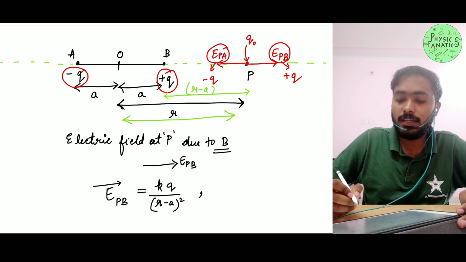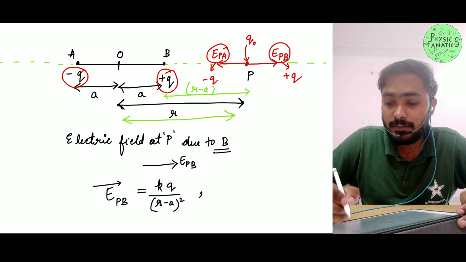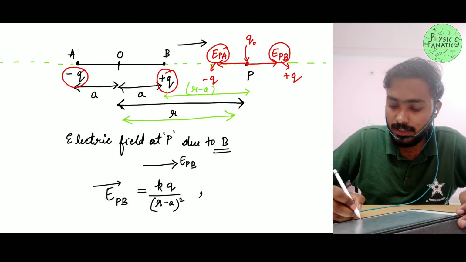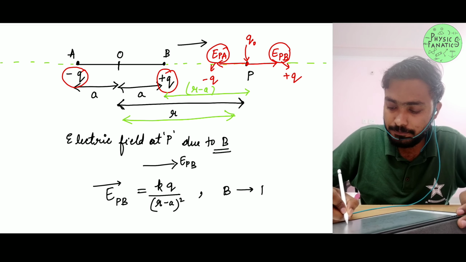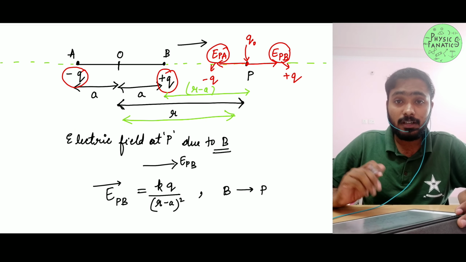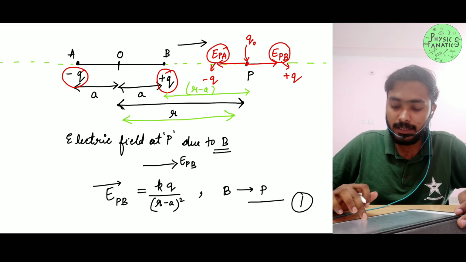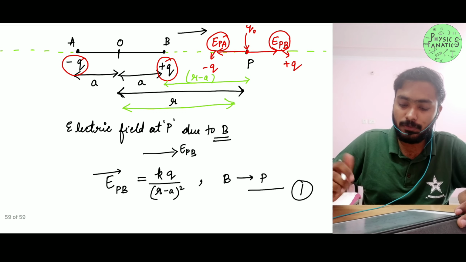And the direction of the electric field, you can see, is from B to P. So can I write the direction is from B to P? I hope that's understood. That is our first equation. Clear? Okay, great. Let's move forward.